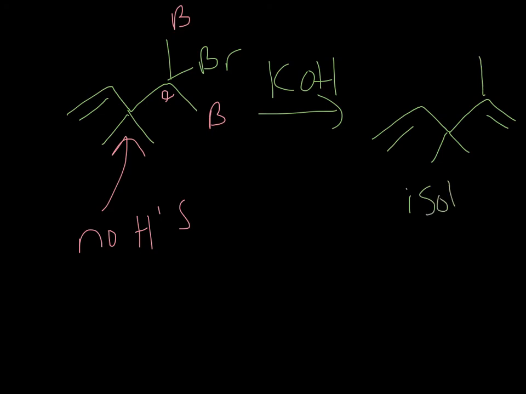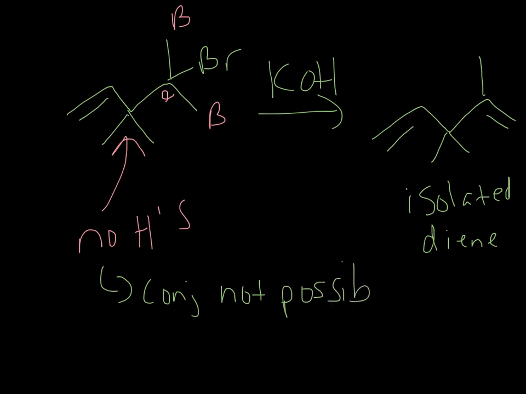So what you would see in this case is an isolated diene, and that's because conjugated is not possible. In this case, because you don't have any beta protons at that next door neighbor position to make the conjugated diene.